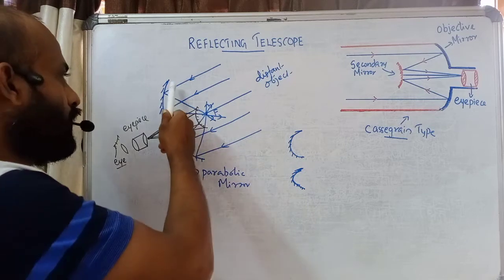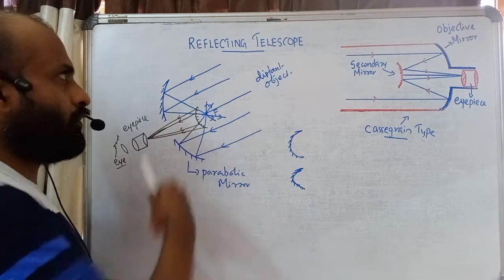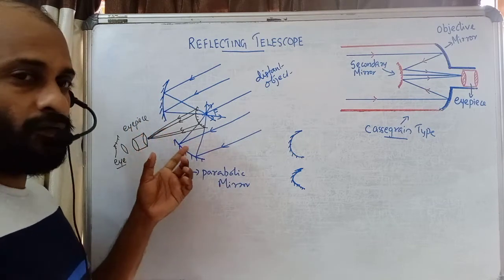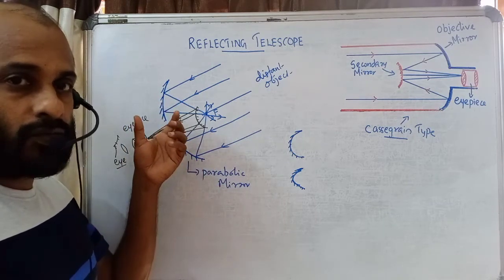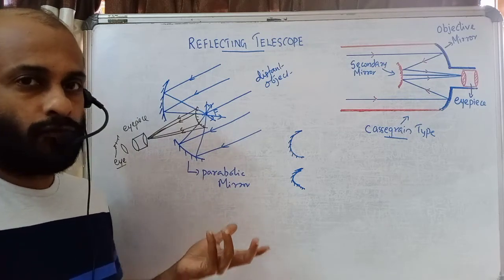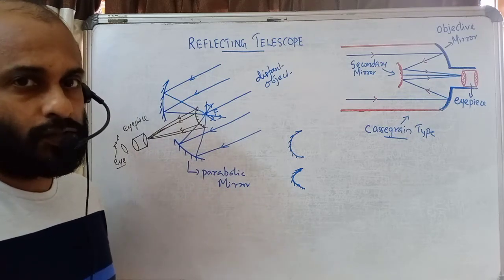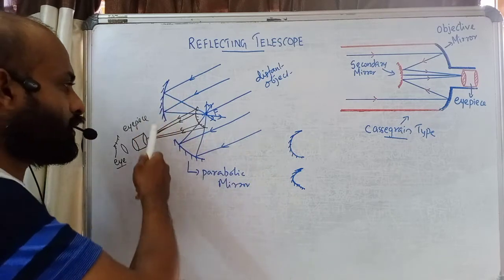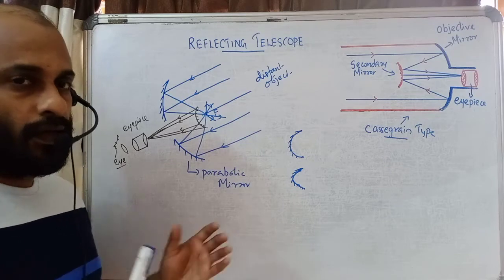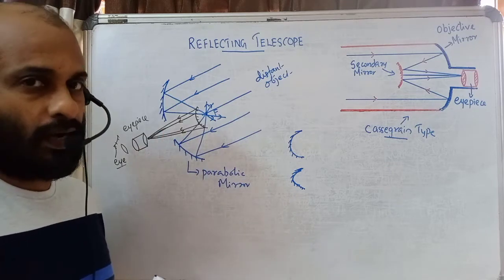Now, what's the main advantage of this type of reflecting telescope? Here we don't have an objective lens. We have an objective parabolic mirror. So there will not be any problem of spherical aberration or chromatic aberration. And one more thing, this kind of mirror is not heavy. To handle them is very easy, rather than a very big size convex lens.